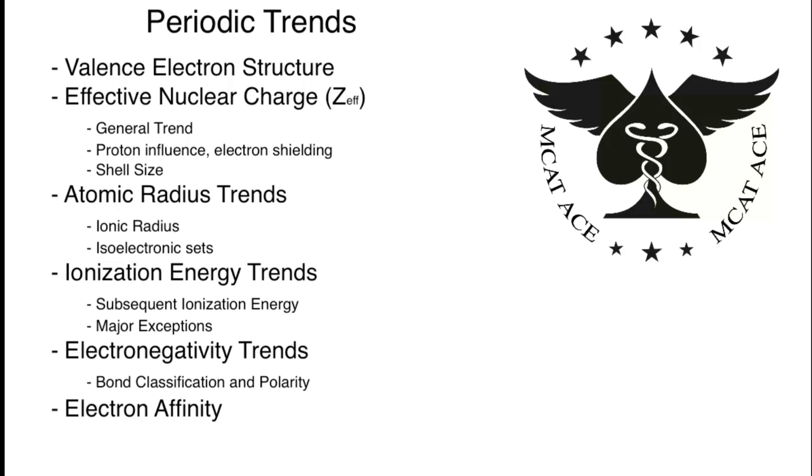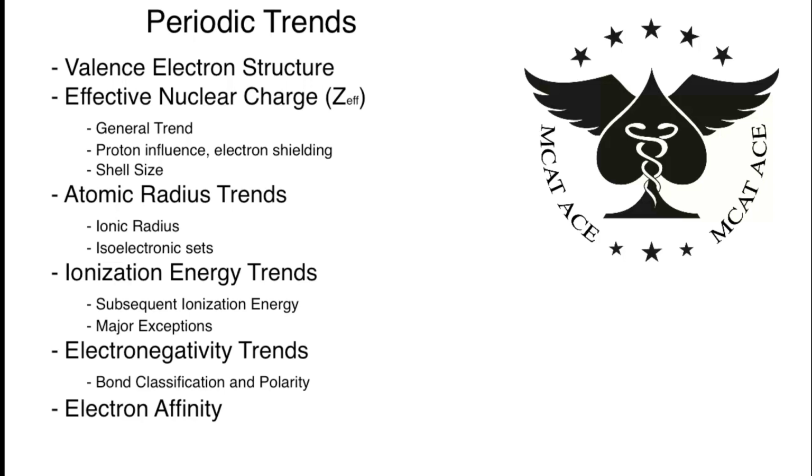So it's very important that you understand how effective nuclear charge works, and then subsequently you can get a grasp on atomic radius, ionization energy, electronegativity, and electron affinity, which are the major trends that we come across when we're dealing with the periodic table.